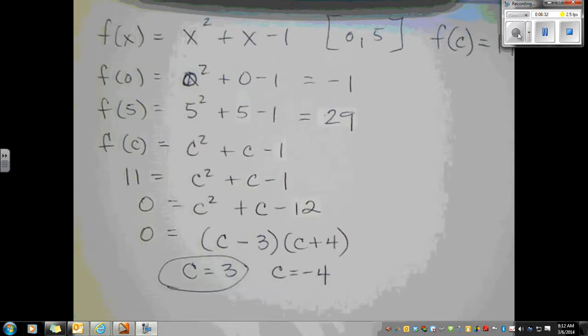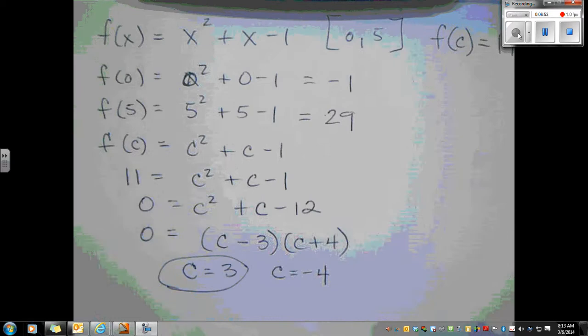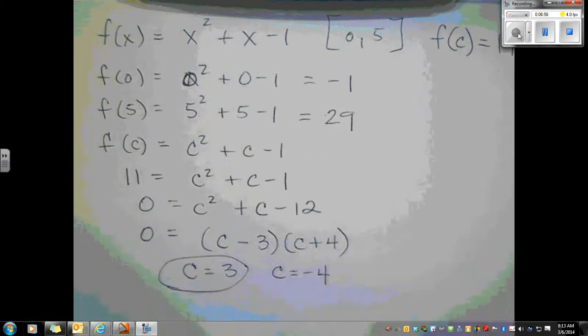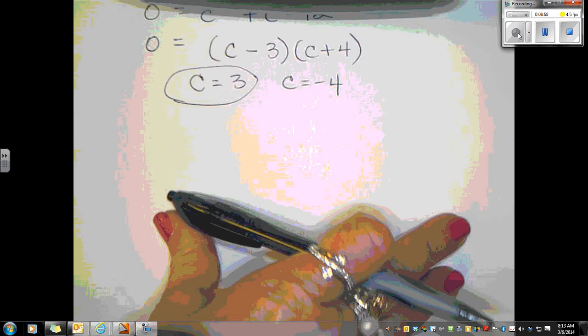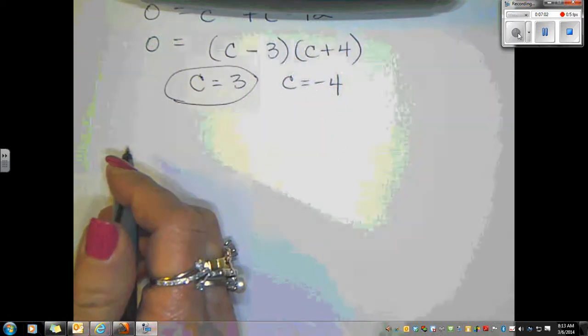Okay, now, if I look in my book, on page 80, it says, they're asking you to find out where things are continuous also. Last night, like number 65.